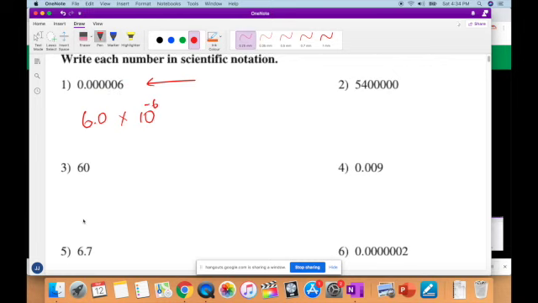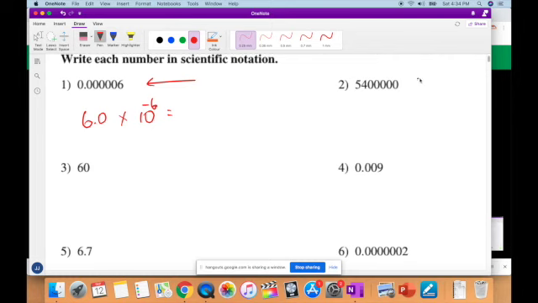Why? Because from here to here, this number is smaller than 6, isn't it? Yeah, this number is a really small number. If I had 6.0 by 10 to the 6, that is actually 6 with 6 zeros. 6 million. So you have to be careful. It's actually negative 6 because you want this 6 here to get smaller to become that number. You understand, Scotia? All right.